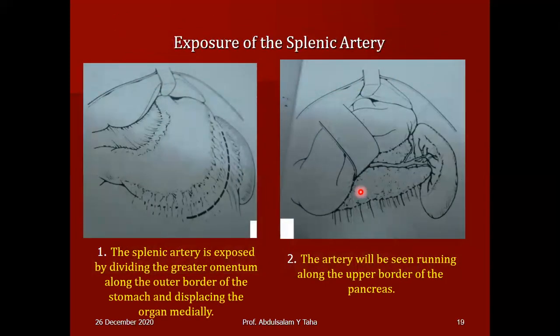Exposure of the splenic artery. The splenic artery is exposed by dividing the greater omentum along the outer border of the stomach and displacing the stomach medially. The artery will be seen running along the upper border of the pancreas. That is the exposure of the splenic artery.